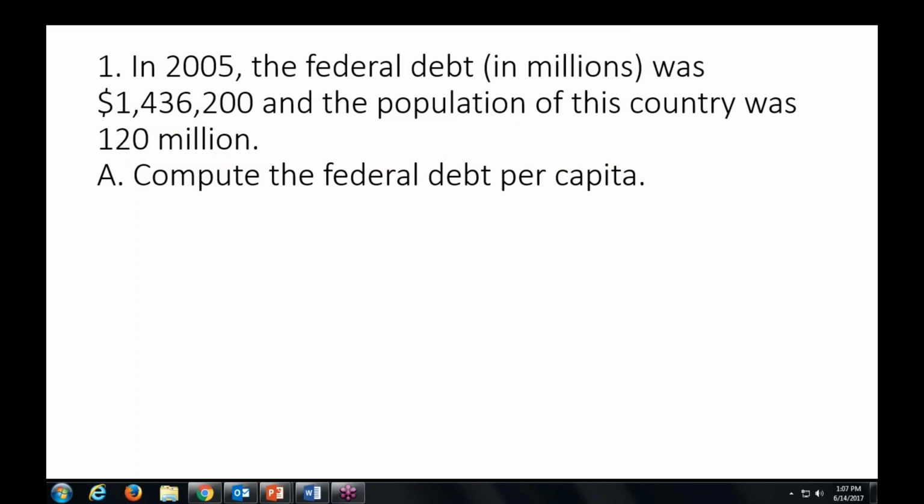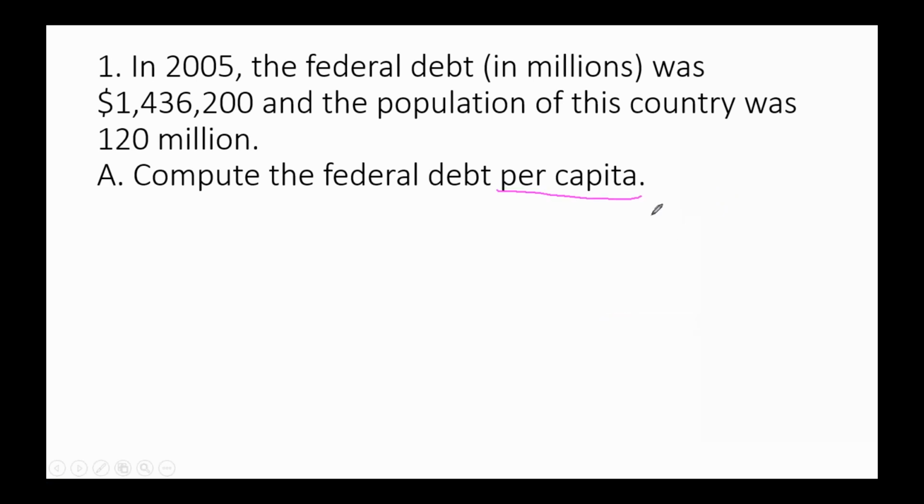So here in number one, in 2005, the federal debt in millions was 1,436,200 million, and the population of this country was 120 million. All of these problems are made up by me. First order of business, we want to compute the federal debt per capita. Before we get started, I do want somebody to answer a question. We talked about this last week. What does per capita mean?